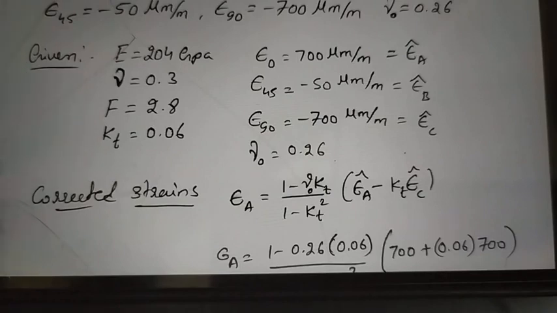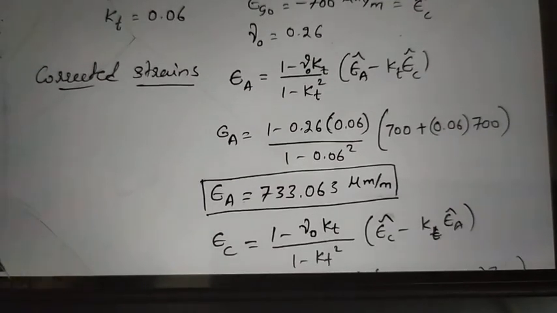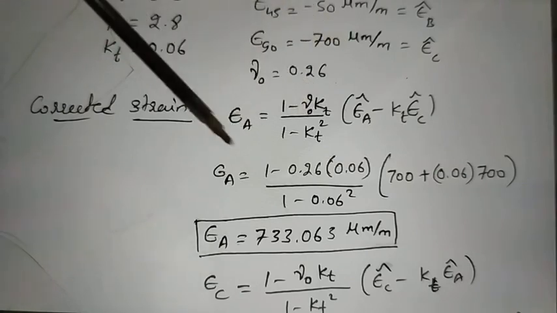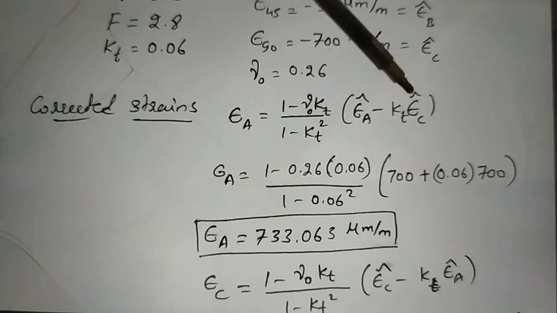So first we are going to determine the corrected strains. Corrected strain epsilon A is equal to (1 minus nu naught kt) by (1 minus kt square). This equation we have just briefed in the transverse sensitivity; it is the same equation here, written in terms of kt. Then epsilon A cap minus kt into epsilon C cap. So this is the equation for the correction: this is the corrected strain and this is the measured strain.